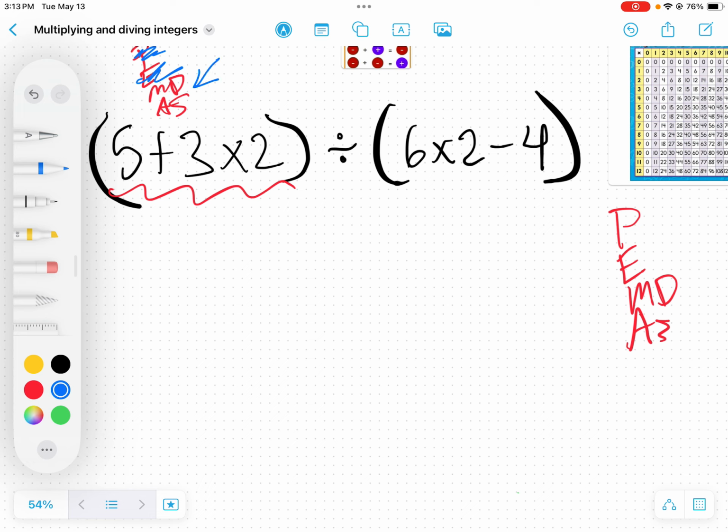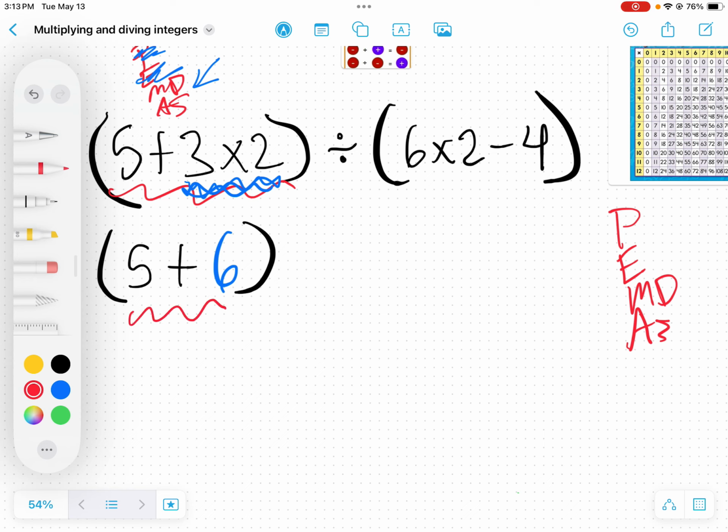I do have multiplying or dividing, which is right here. So we're going to go ahead and do the 3 times 2 first, and then we can go ahead and add the 5. So 3 times 2 is 6, plus 5. Go ahead and bring that down. The plus 5 plus 6 gives me 11. Okay, now we're going to go ahead and bring everything else down.